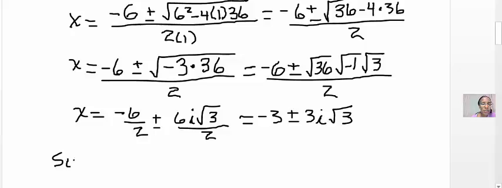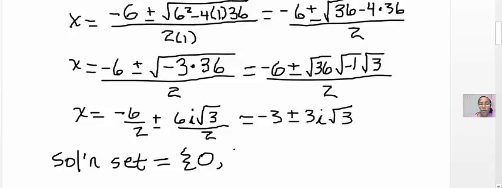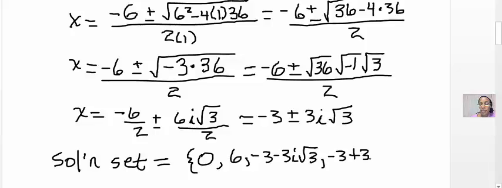So my solution set to this problem is the set containing 0, 6, negative 3 minus 3i square root 3, and negative 3 plus 3i times the square root of 3.